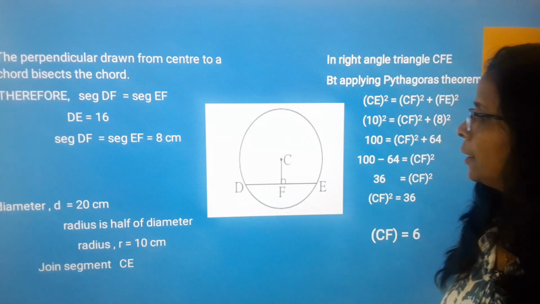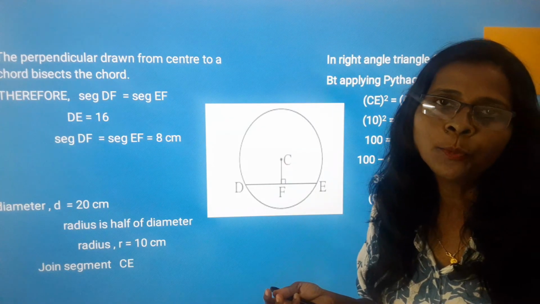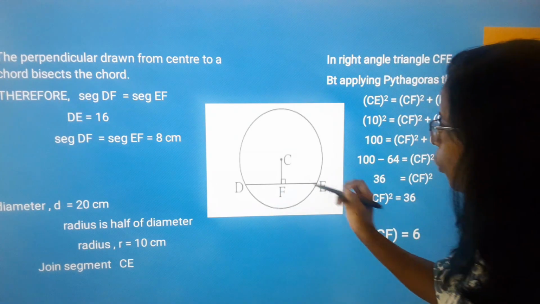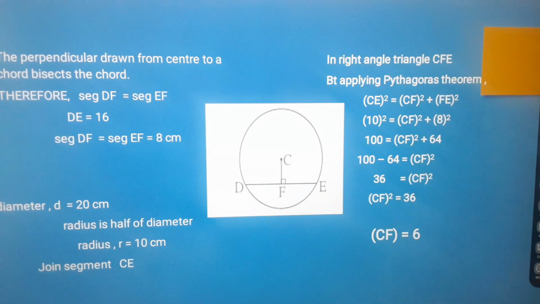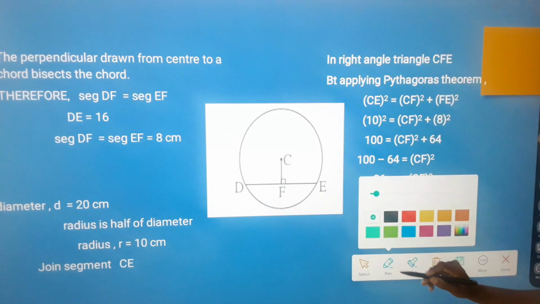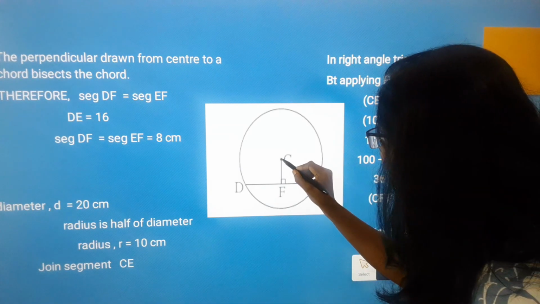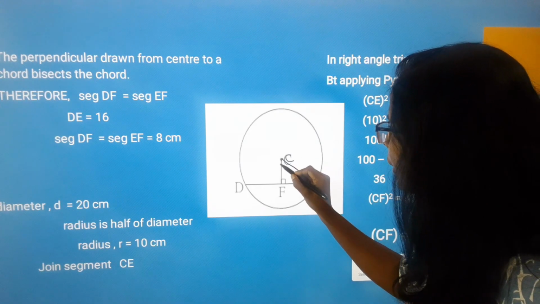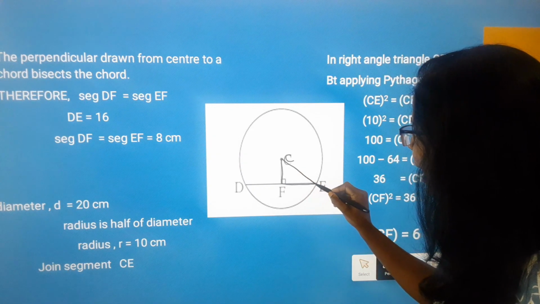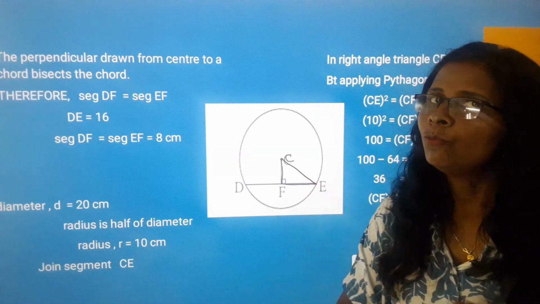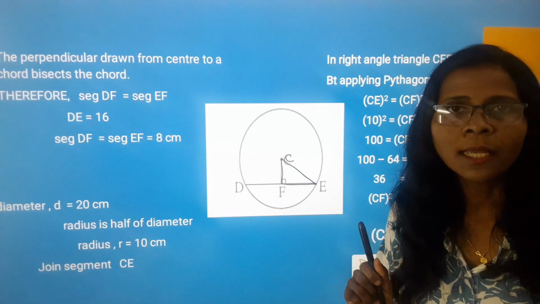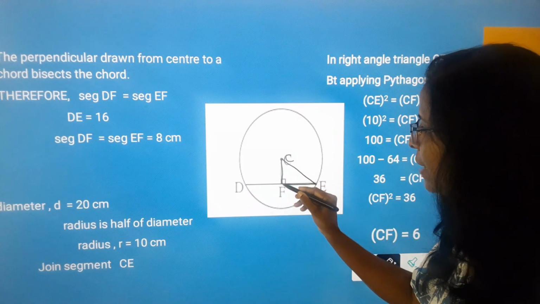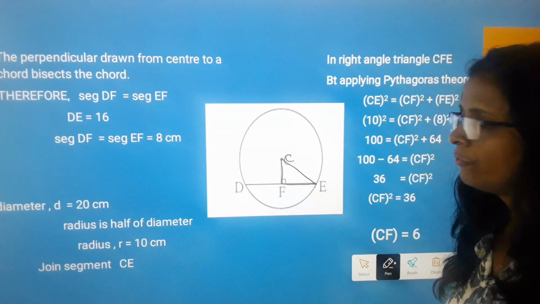Okay. Now here, this is a figure, but we cannot prove with the help of this figure. So we construct it, we join the segment CE. So here, after joining the segment CE, we have the right angle triangle. As this is the right angle triangle, we can apply the Pythagoras theorem. So here we apply the Pythagoras theorem. CE square is equal to CF square plus FE square.